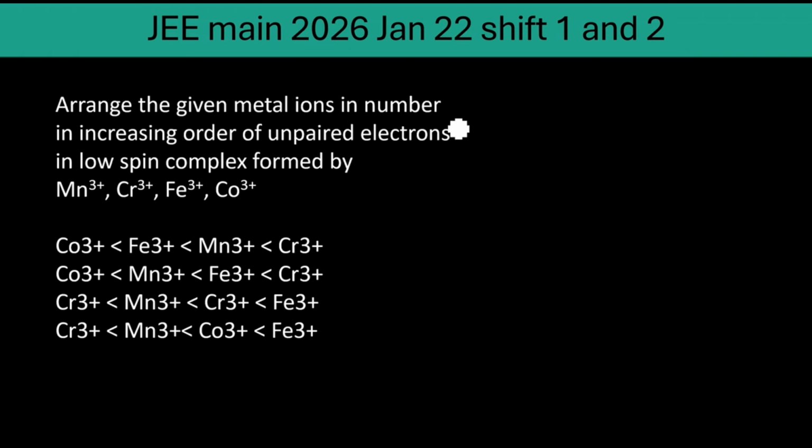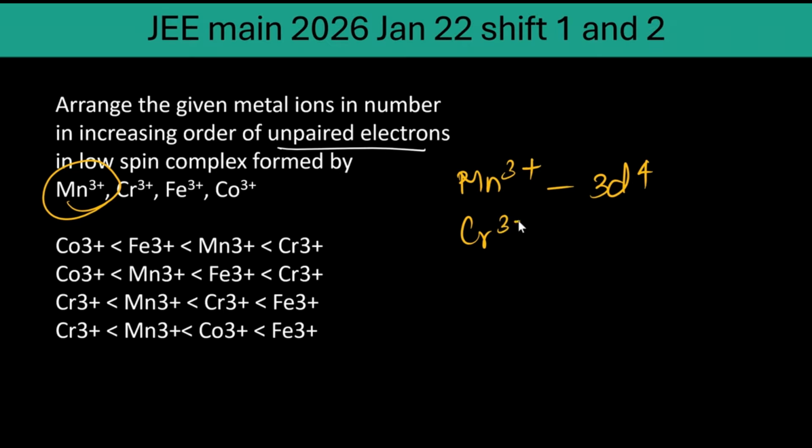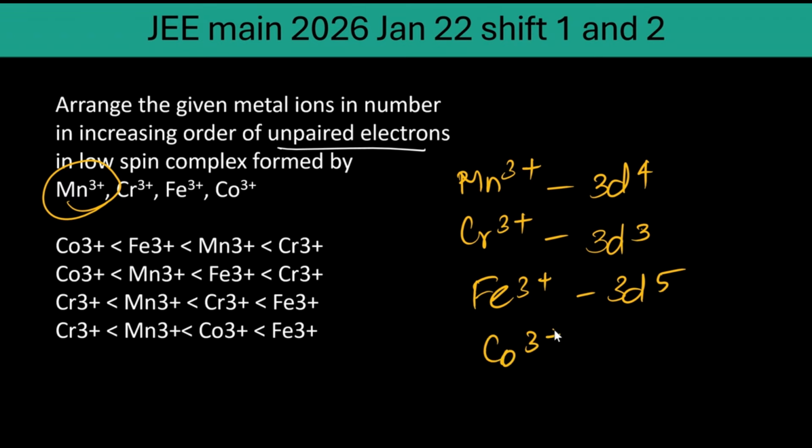Arrange the given metal ions in increasing order of unpaired electrons. Mn3+ will have a 3d4 configuration, right? Cr3+ will have 3d5 4s1, so after losing 3 electrons that will become a 3d3 configuration. Fe3+ is a 3d5 configuration. Co3+, cobalt, after argon has a 3d6 configuration.